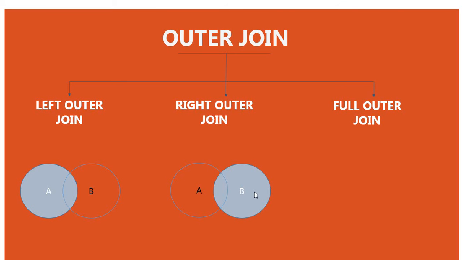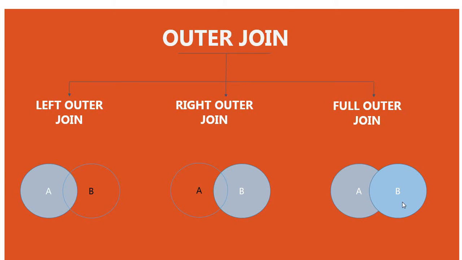And lastly, what is full outer join? Full outer join is the intersected area of A and B, as well as the outer area of circle A, the table A, and the outer area of table B. This is full outer join.